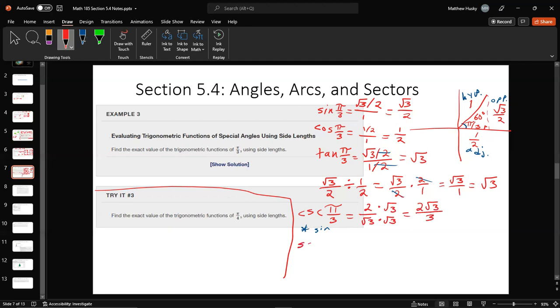Meanwhile, for secant of pi over 3, remember that secant is going to be the reciprocal of cosine. And so for cosine, cosine is 1/2. We're going to flip that upside down, make it 2 over 1. This one's a lot easier than the other one because 2 over 1 is going to give you the number 2.